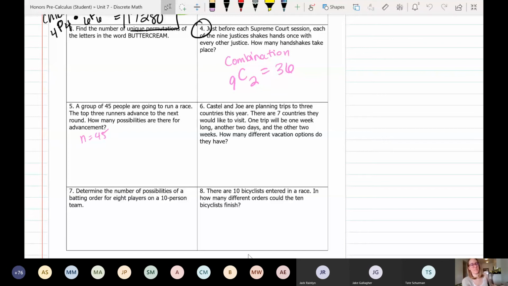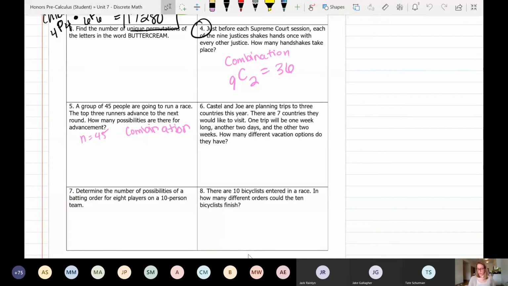What do you guys think? Does the order matter that they finish in, or does it just matter if they're top 3? Just matters that they're top 3. All right, since we just want to pick the top 3, this is a combination problem because order is not important.